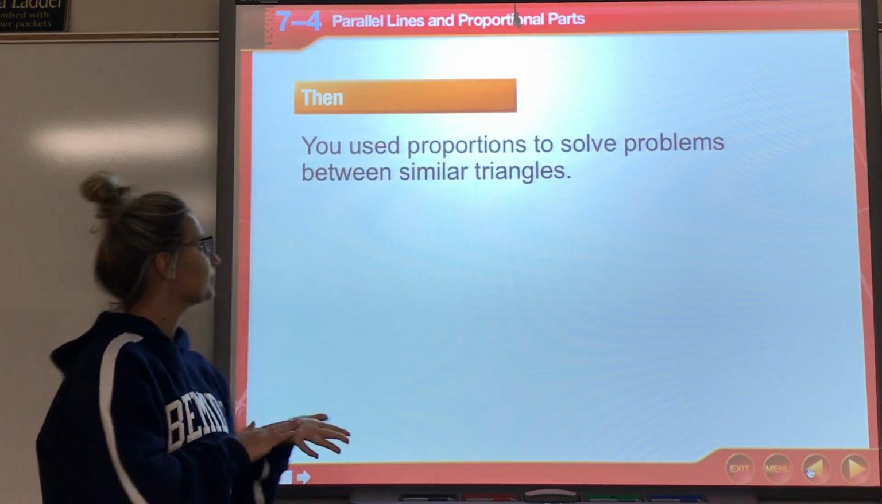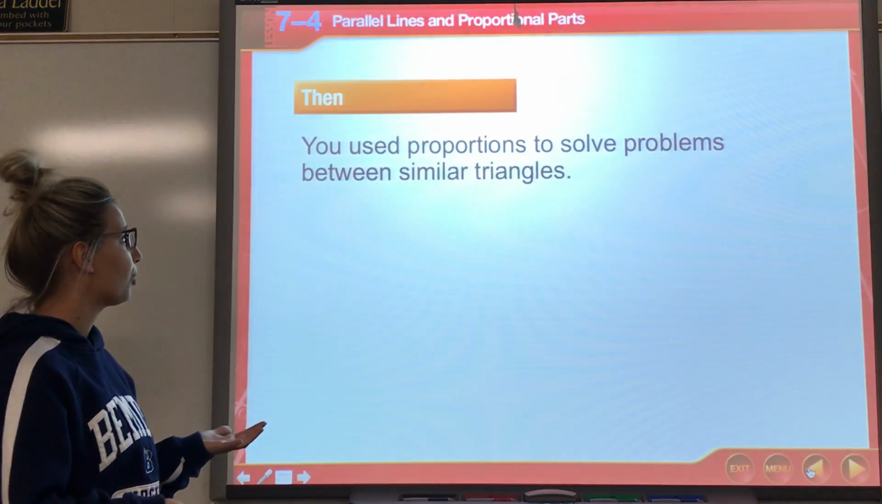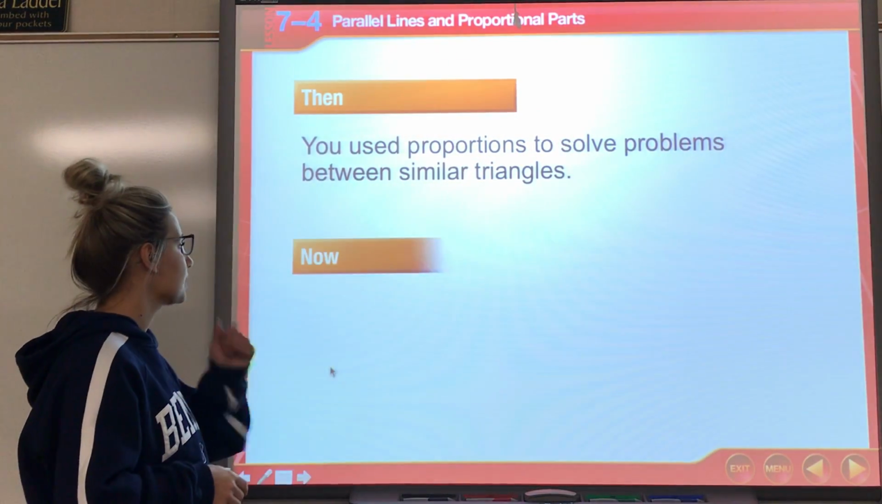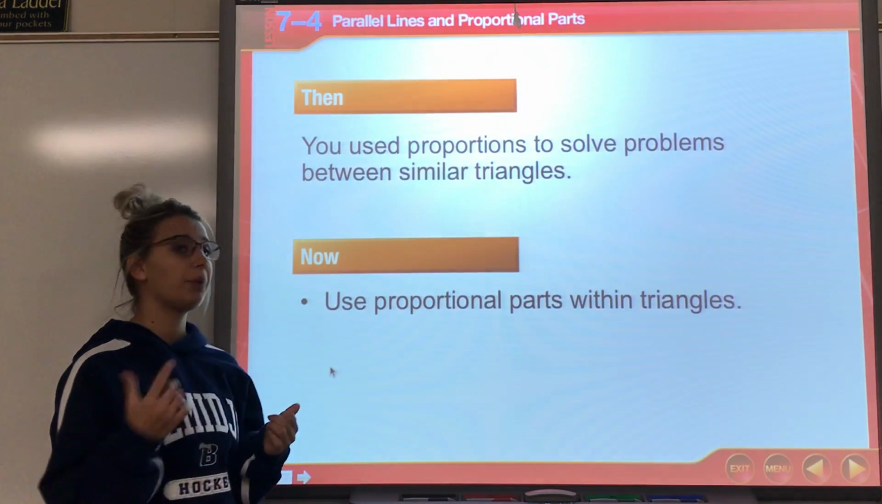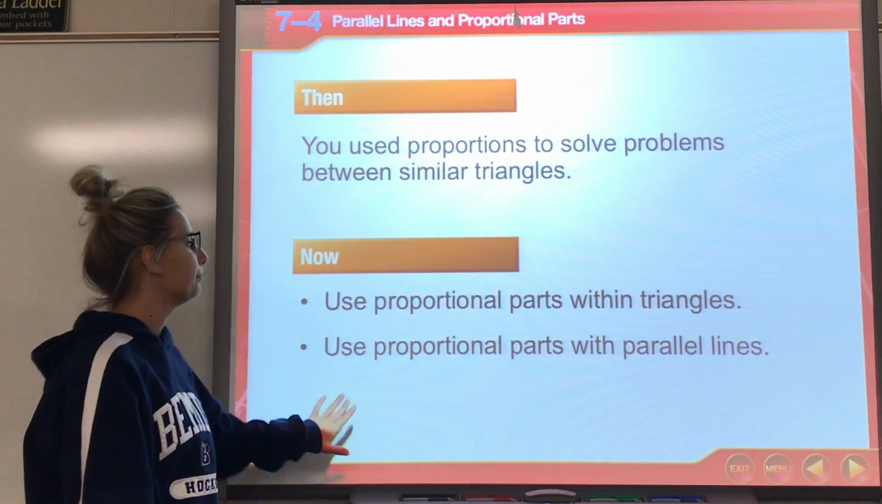Today we're doing Chapter 7, Section 4. So earlier in the chapter we were talking about proportions with similar triangles, and now we're going to use proportional parts in triangles and then apply some parallel lines with them.